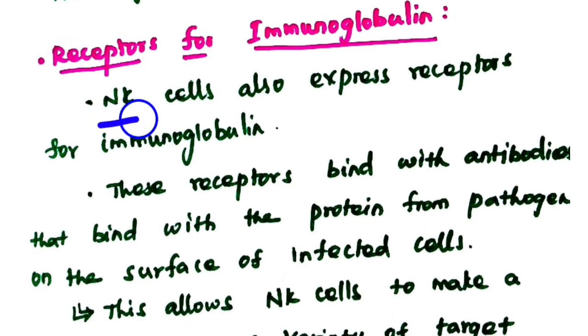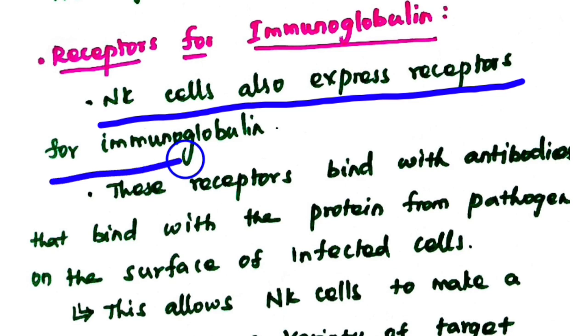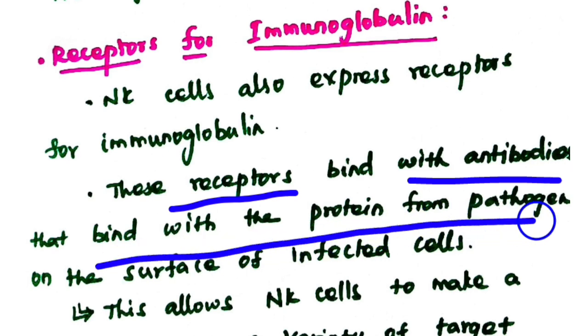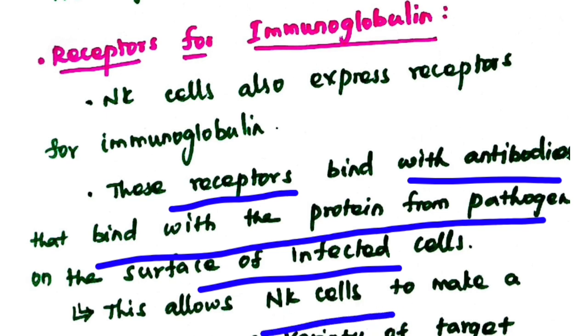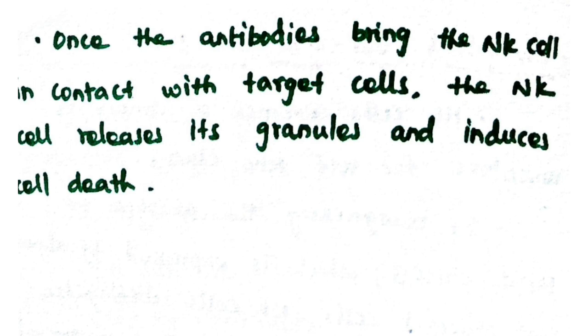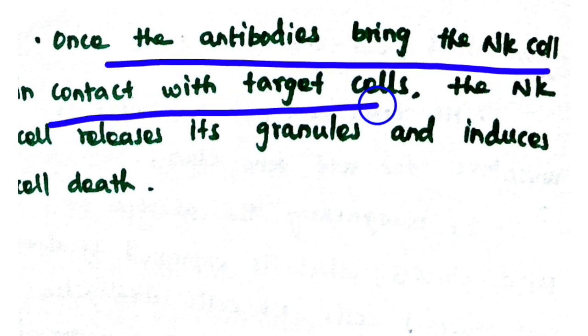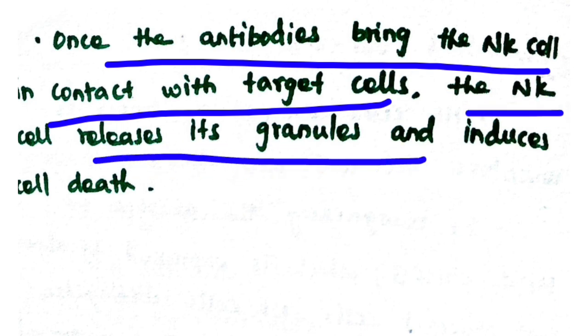Then natural killer cells also express receptors for immunoglobulin, that is for antibody molecules. So these receptors bind with antibodies that bind with the protein from the pathogen on the surface of infected cells. Okay, thereby these natural killer cells connect with a variety of abnormal cells. So once the antibodies bring the natural killer cells in contact with the target cells, that is abnormal cells, then these natural killer cells release their granules and induce cell death.